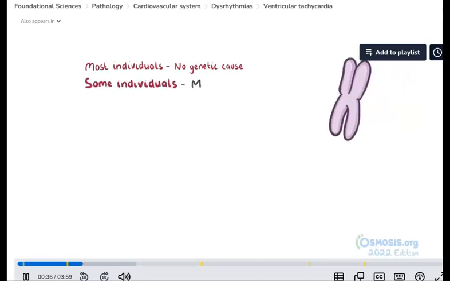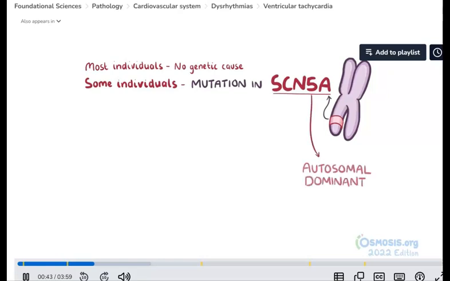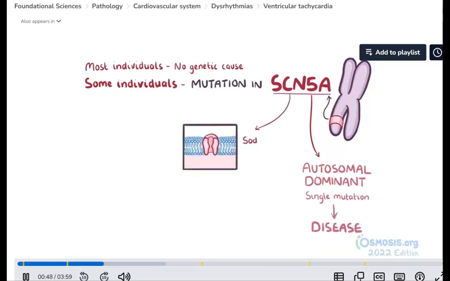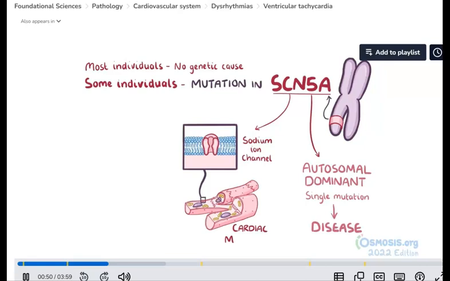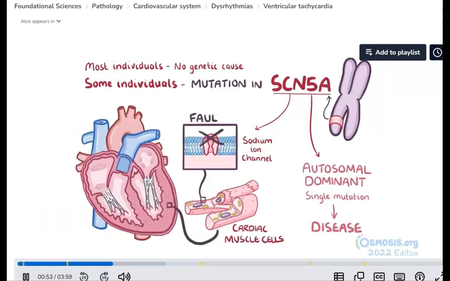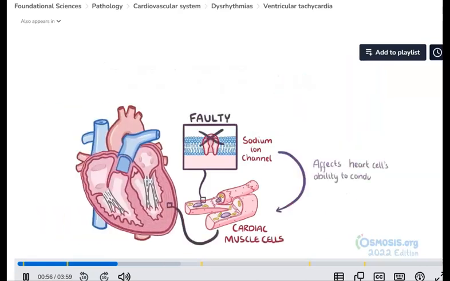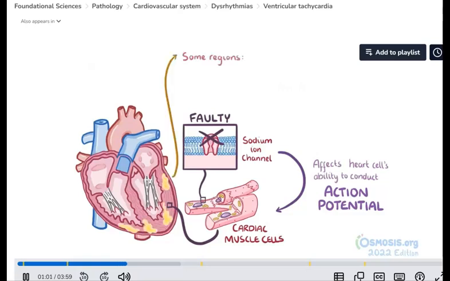The most well-known cause is a mutation in the gene SCN5A. The SCN5A mutation is inherited in an autosomal dominant pattern, meaning a single mutation is enough to cause the disease. The gene codes for sodium ion channels in the cell membranes of cardiac muscle cells, and a faulty sodium ion channel affects the heart cell's ability to conduct an action potential. So the mutation results in some regions of the heart having abnormal repolarization.